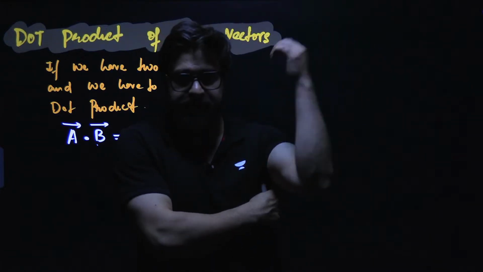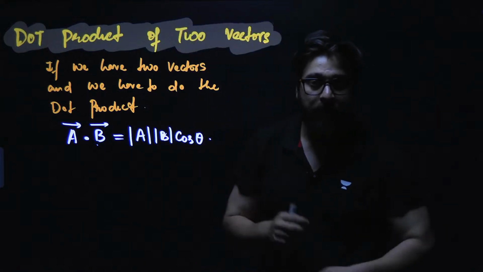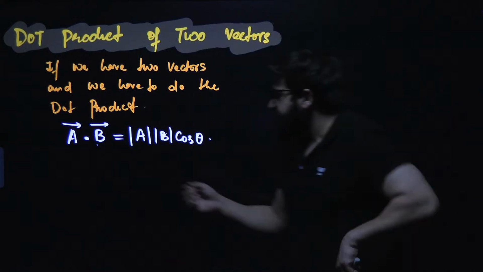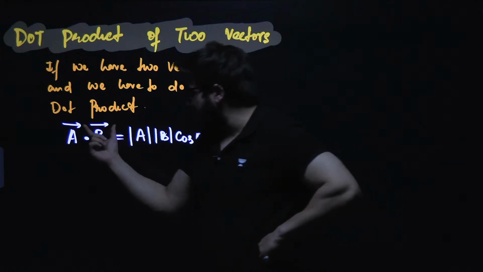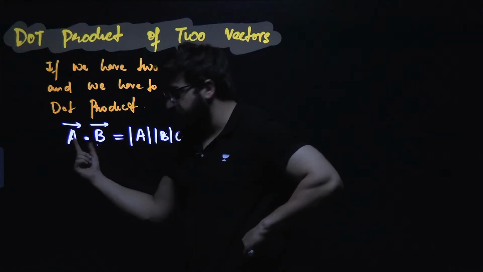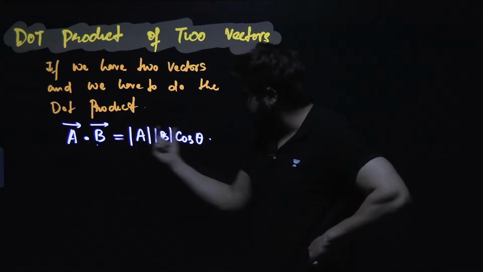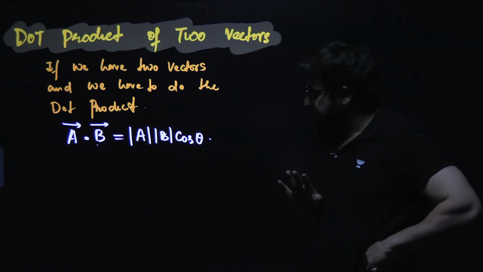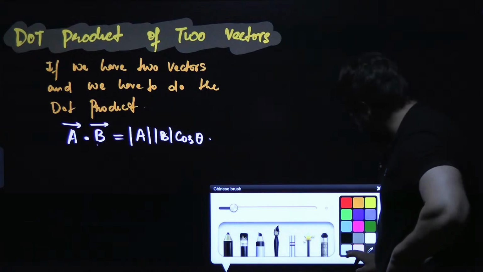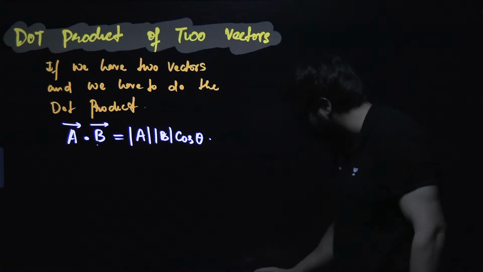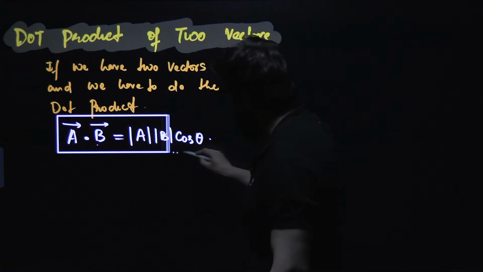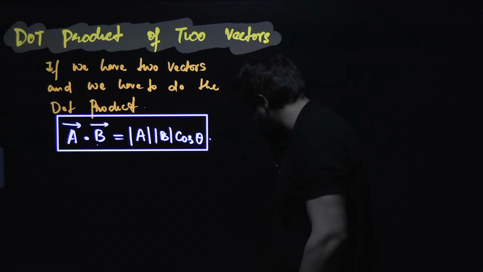Chill. No issues. Okay. So we say dot product simply means if you have a vector A, if you have a vector B, if you do the dot product, you simply say magnitude of A, magnitude of B, and then we say cos of theta. This is what we call the dot product of two vectors. Just put this in the box.